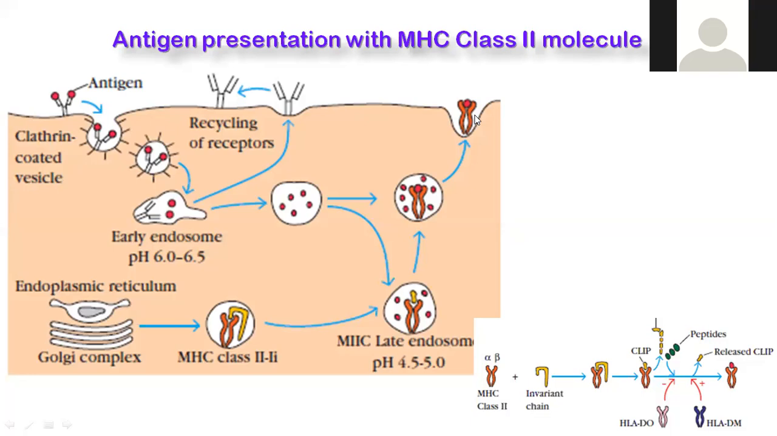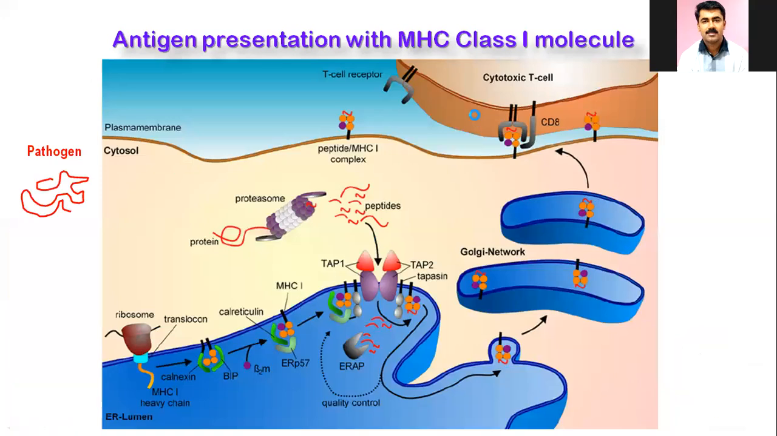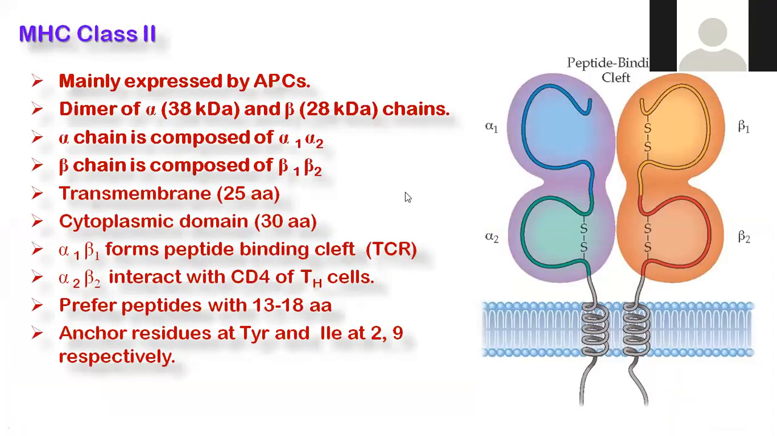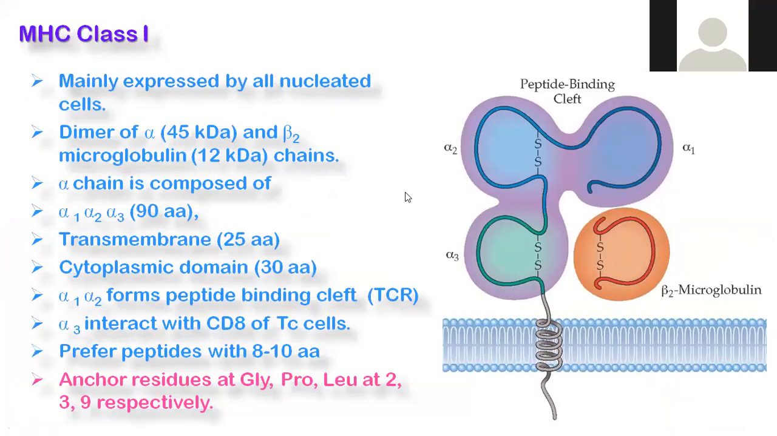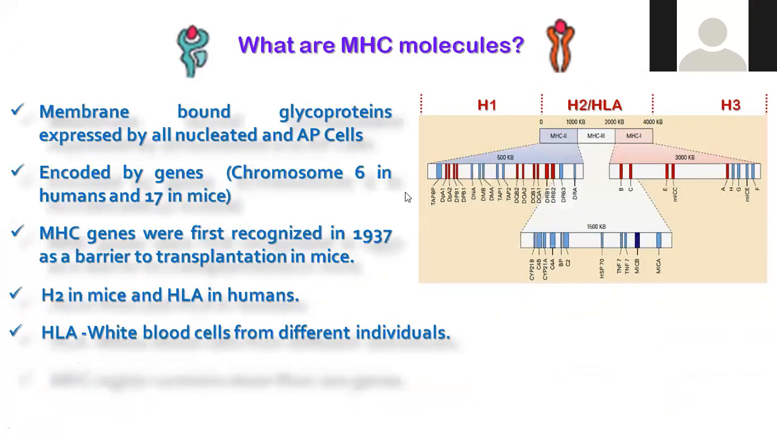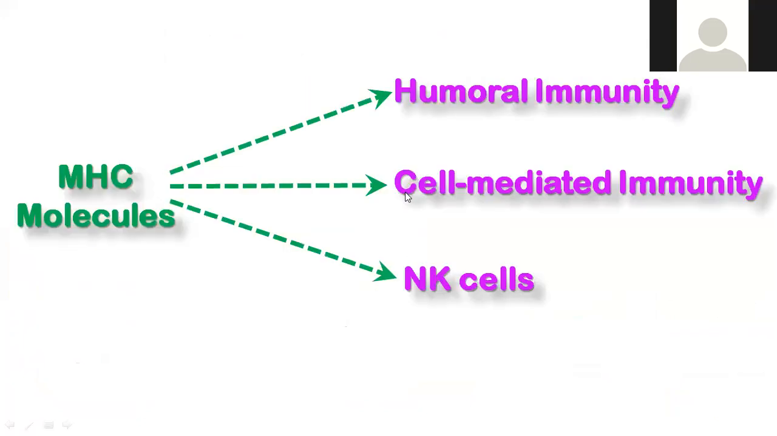So to summarize the talk, what I would like to say is that the MHC molecules play a very important role in executing either humoral immunity, cell-mediated immunity, or NK cell responses. On the whole, the MHC molecules are the central regulators of the adaptive immunity. Thank you.